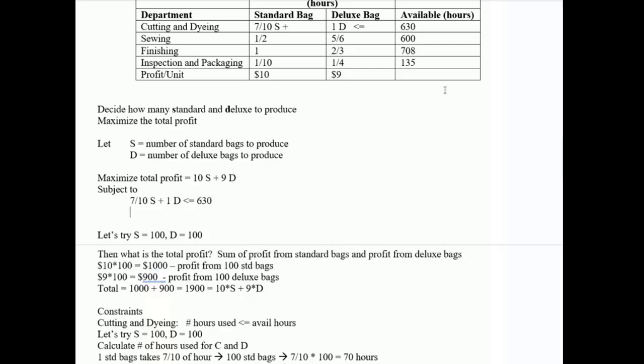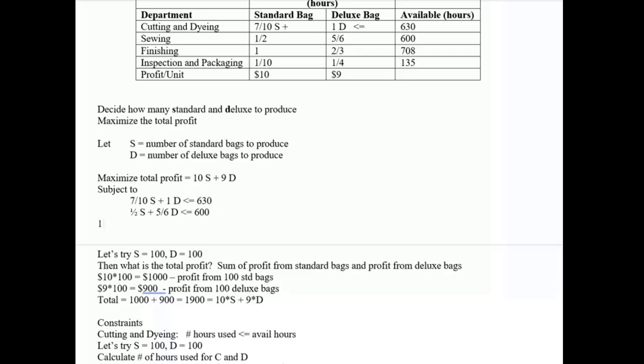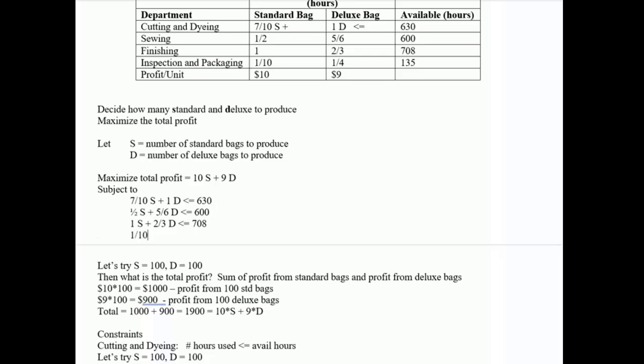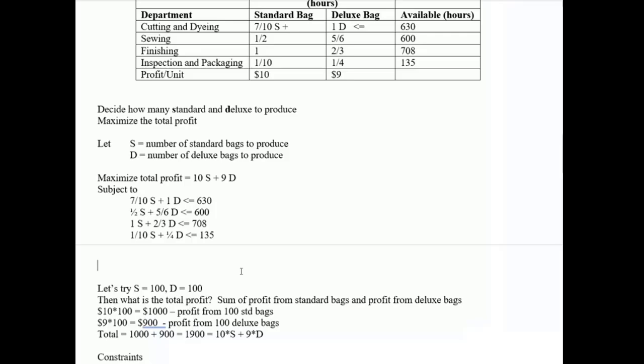And now I think you guys know how to do it. Just copy all this down. And have S plus 5/6 D less than or equal to 600, and 1S plus D less than or equal to 708, then 1/10 S plus D less than or equal to 135. Okay, so just using these numbers.